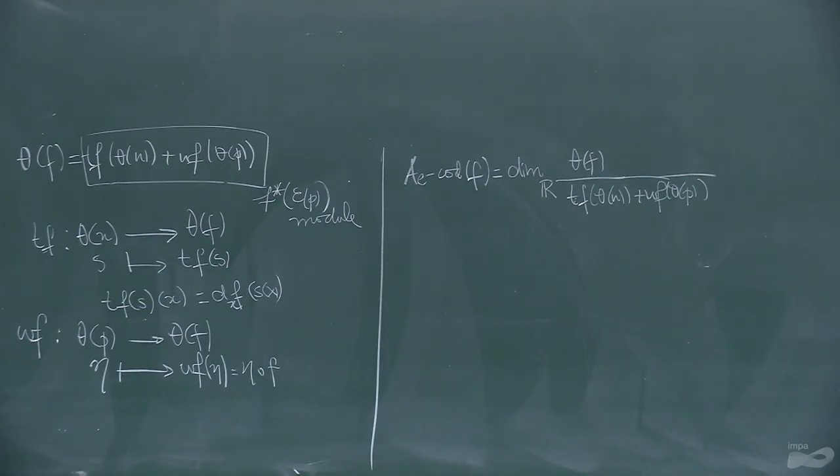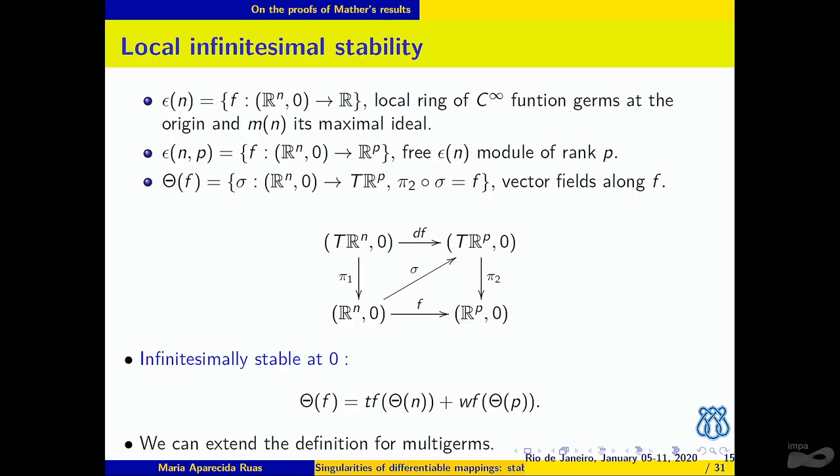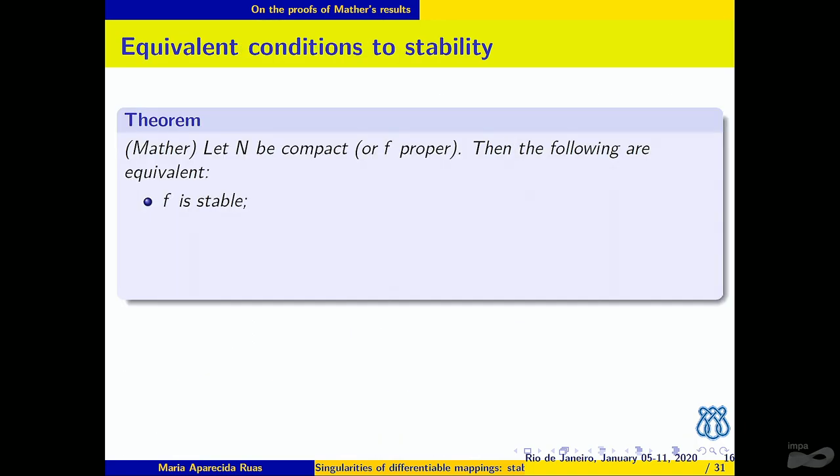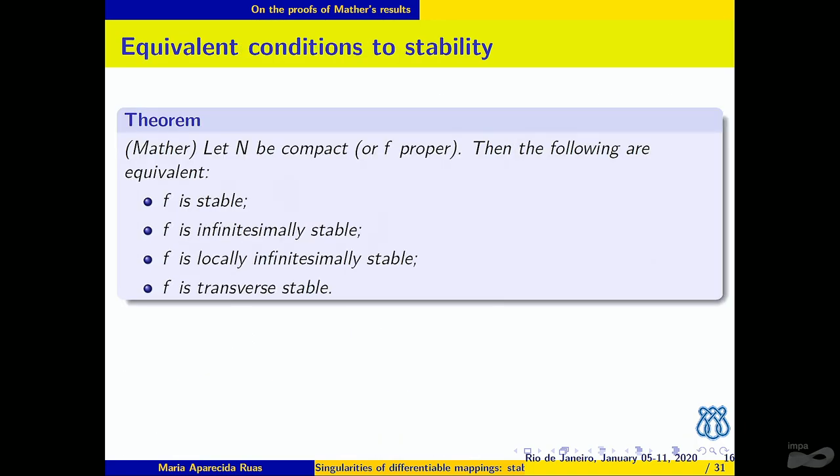Okay, so for a while, let's leave this. We can state this important result by Mather that gives several conditions equivalent to stability. I didn't put all of them, just some. What he wanted was to prove that F is stable if and only if F is infinitesimally stable. But to prove this, it was necessary to give other definitions and prove that they are equivalent to stability. In particular, we will need this one, transverse stability, which means the following.